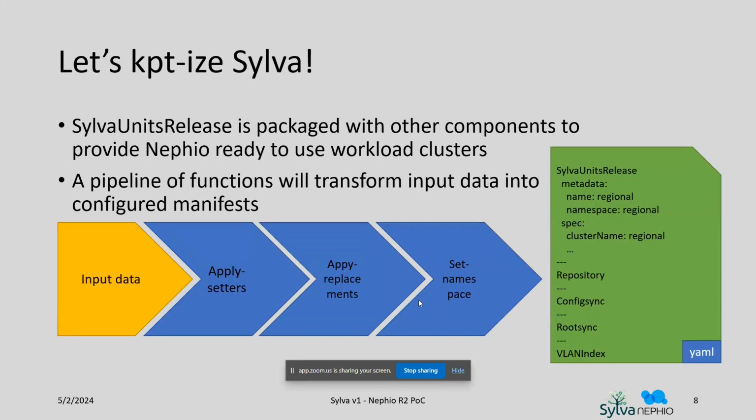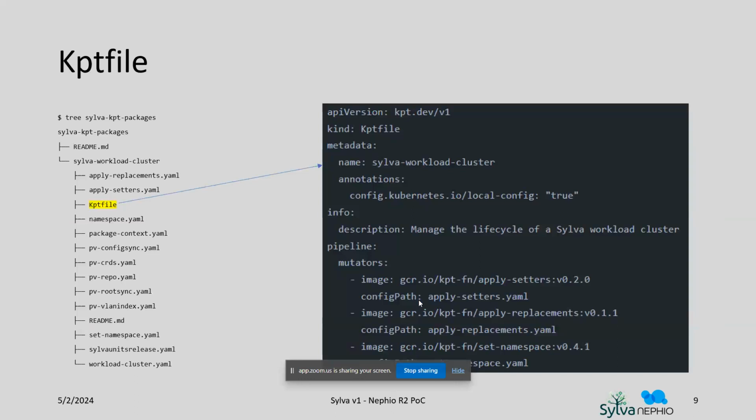So in this case, the core of this POC is developing and providing this KPT package that will allow Sylva to fit this framework. I provided a KPT package for the Sylva workload cluster that will be able to configure the Sylva CRs, in this case, the SylvaUnitsRelease. It's in Nephio as well. It will take some input data and pass it to a three-stage pipeline. We'll see more in detail in the next slides.